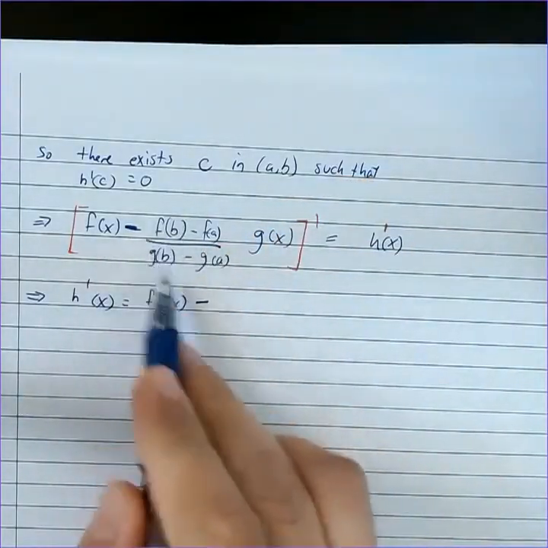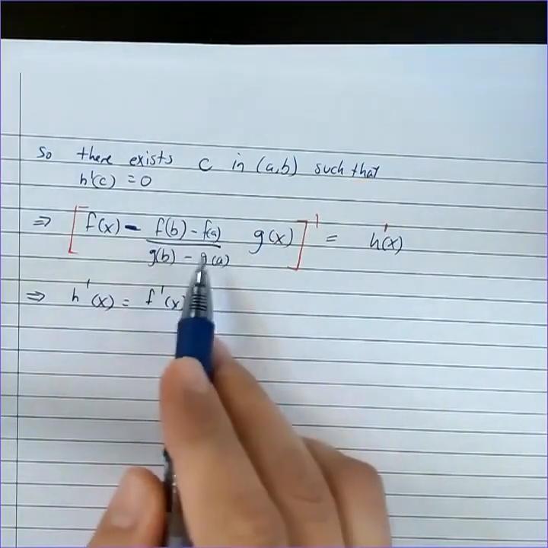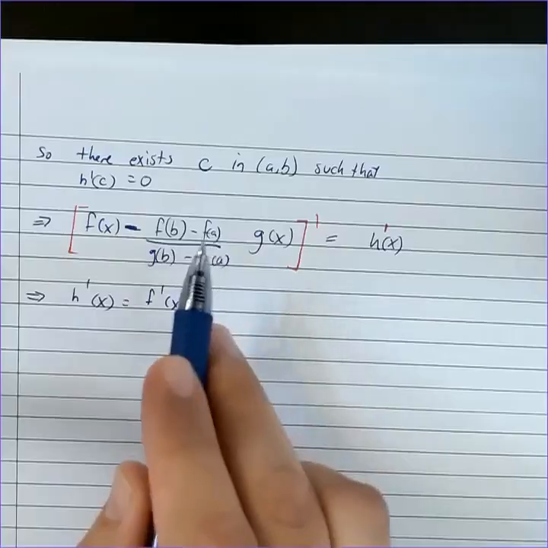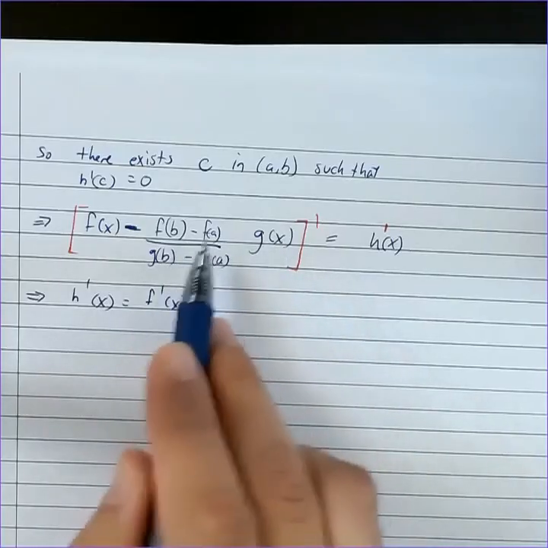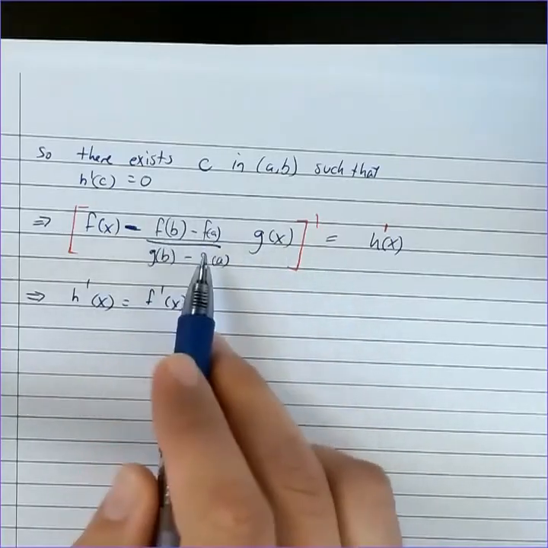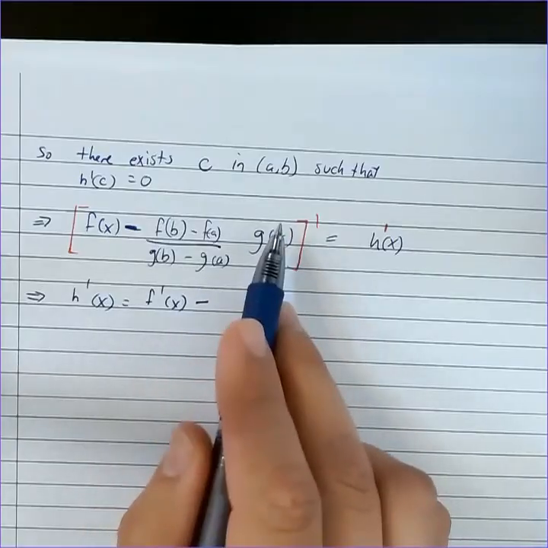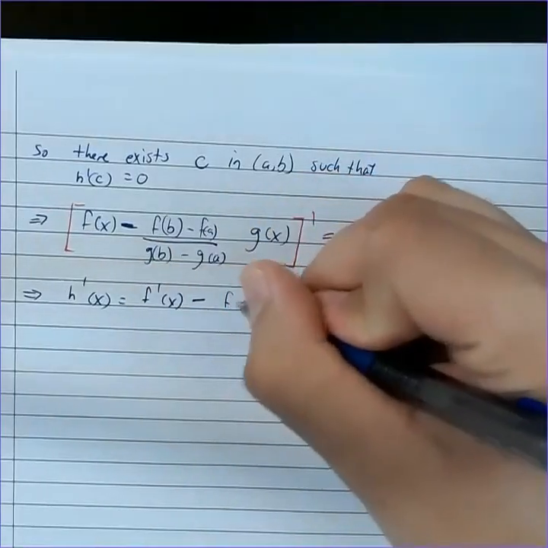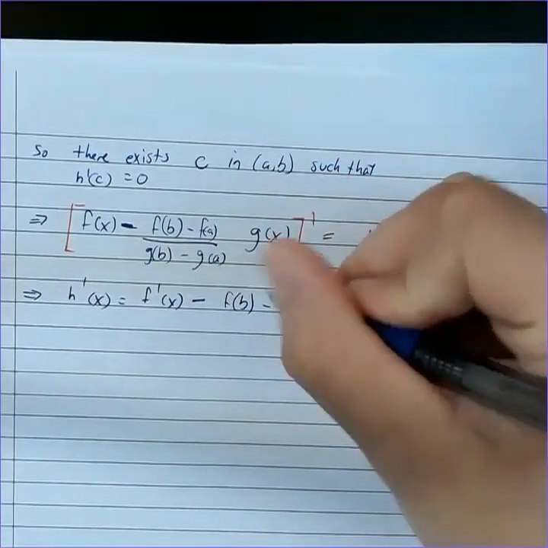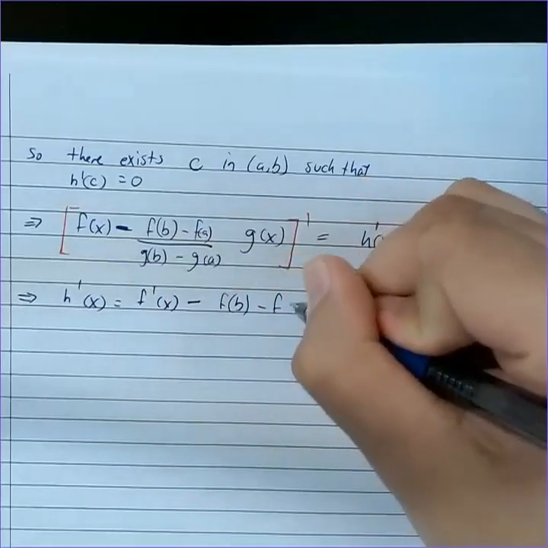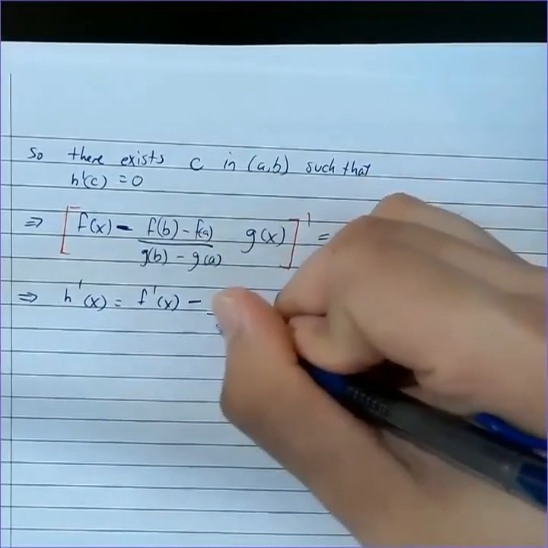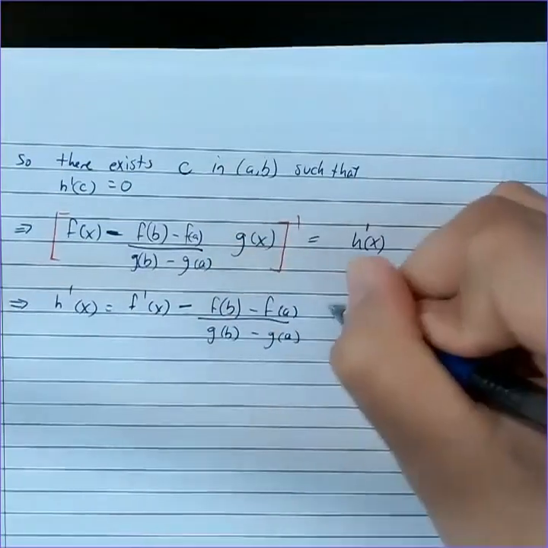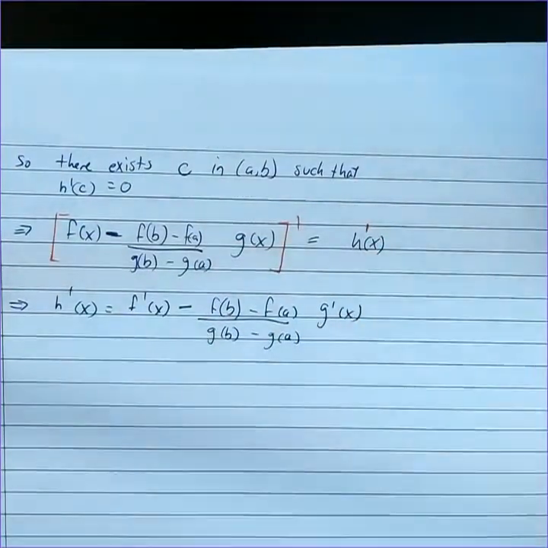Minus, now remember, this is just a constant. Yeah, it's a constant found using f and g, but it's still just a number. So the derivative of a number times g, because of linearity, we don't worry about the number, and we just take the derivative of g. All right? So here that's going to be that same number, f at b minus f at a over g at b minus g at a, times the derivative of g. Like that.